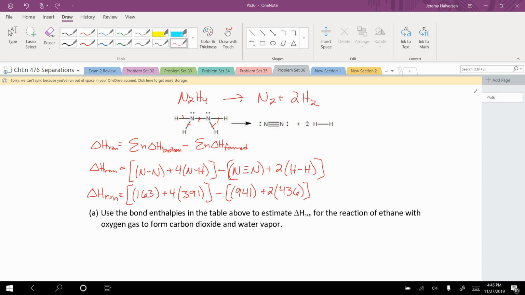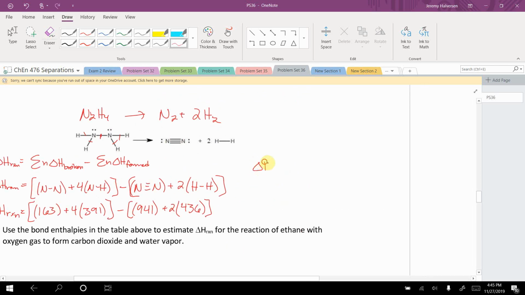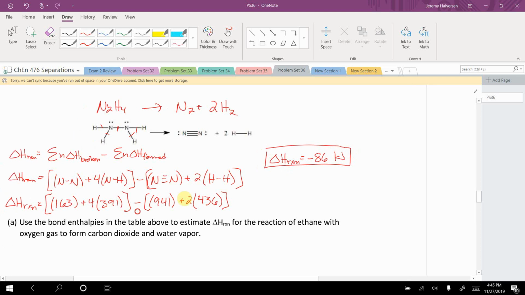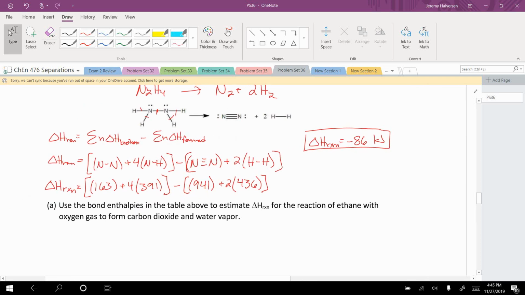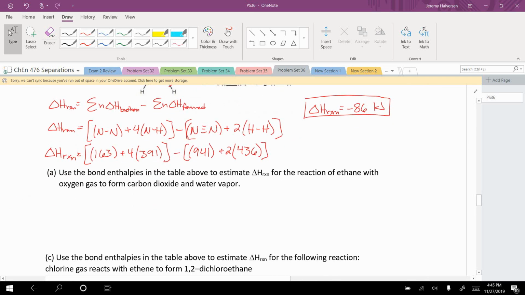When I do that, I get the correct answer that the delta H of this reaction is equal to negative 86 kilojoules. All right, use the bond enthalpies above to estimate the delta H reaction for ethane with oxygen gas to form carbon dioxide and water. That's just the combustion of ethane.